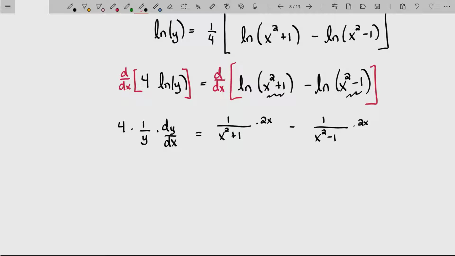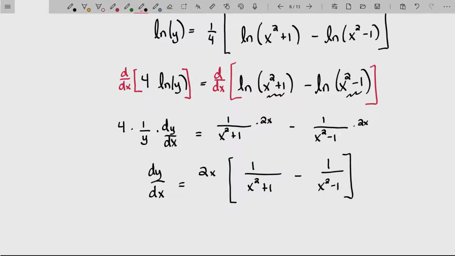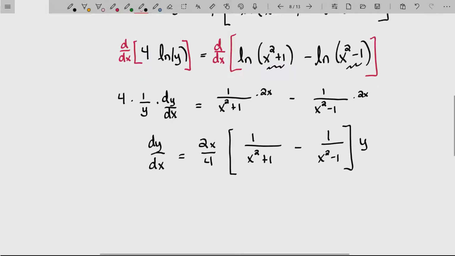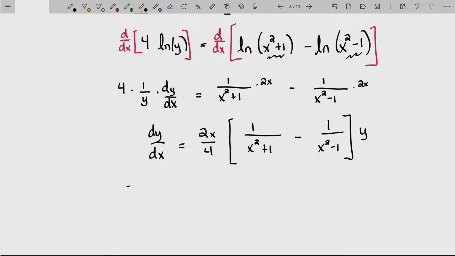You could just say dy/dx now is equal to, well, you can see both those terms actually have a 2x in common, so I'll at least factor that out of there. I have 1 over x squared plus 1 minus 1 over x squared minus 1. And I'm going to divide both sides by 4 and multiply both sides by y. This will clean up quite a bit. dy/dx will equal x over 2.